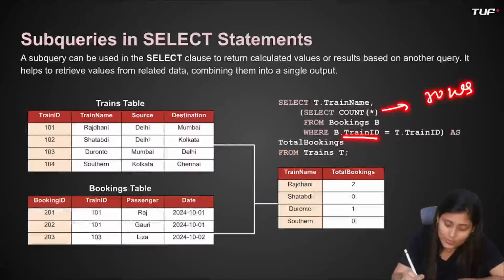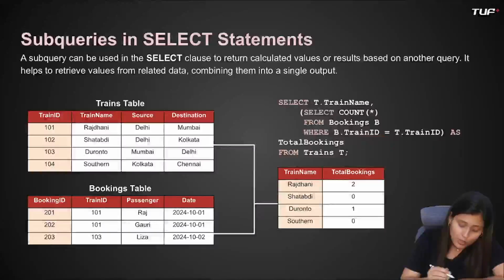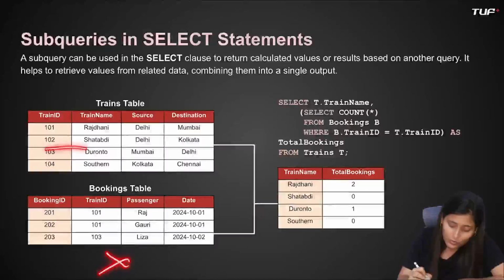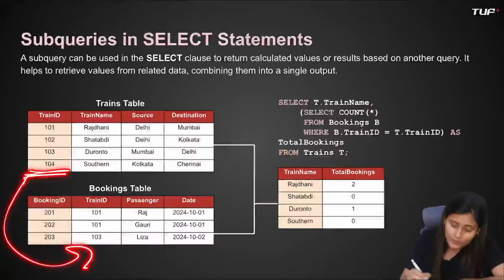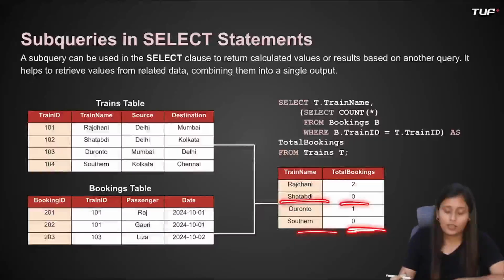We want to select the number of rows where the train ID from the bookings table and the train ID from the trains table are the same. So if you match 101, 101, yes. For 101, 2 counts are there, right? Similarly for 102, which is Shatabdi, no counts are there. 103 Duranto is there, so the count for the Duranto train is 1. Again, the 104th train ID is not there, so the count will be 0. So for Shatabdi and the Southern train, the count will be 0.